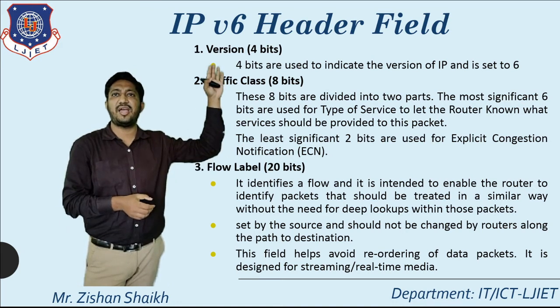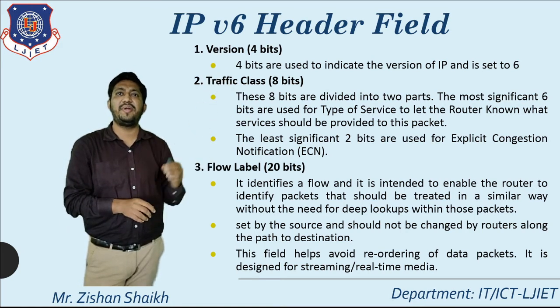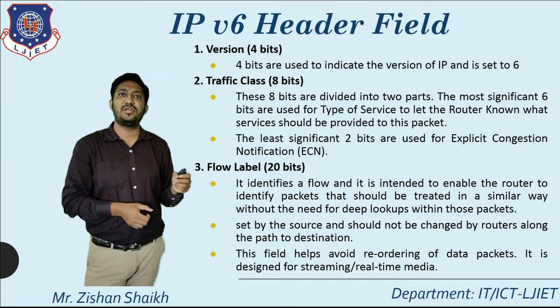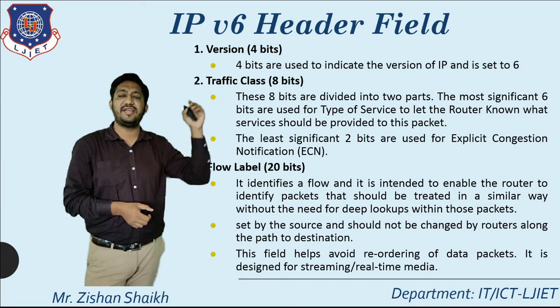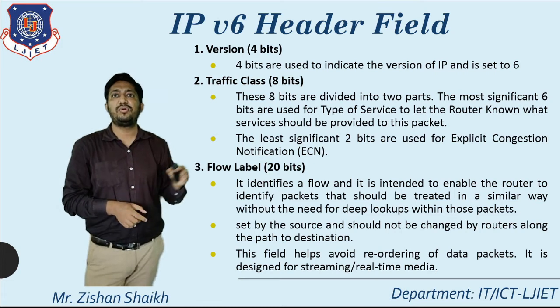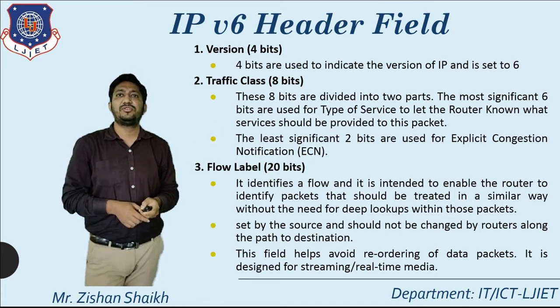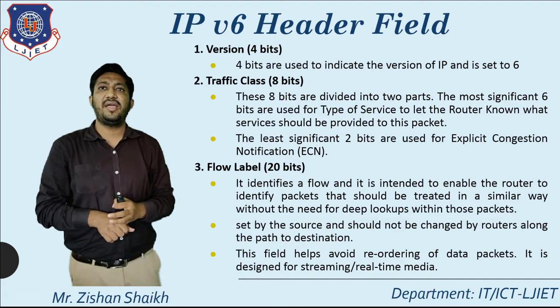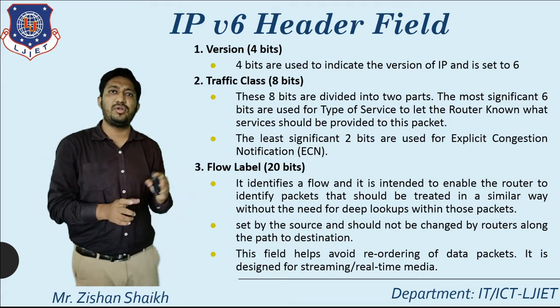But here we are using IP version 6. So these 4 bits are used to indicate the version of IP, and that is set by the number 6. Now next is traffic class. Traffic class contains 8 bits, and these 8 bits are divided into two parts.